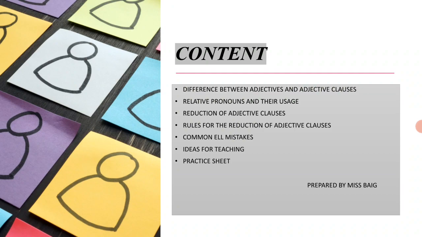Along with that, I have compiled common ELL mistakes. These are the mistakes that students usually make while using relative pronouns to make adjective clauses. So I want my students not to repeat these mistakes, so that's why you need to pay full attention while doing this section. Furthermore, we have ideas for teaching that will cover all the three levels of learners: beginner, intermediate and advanced. At the end there is a practice sheet. So without any further ado, let's start our lesson.